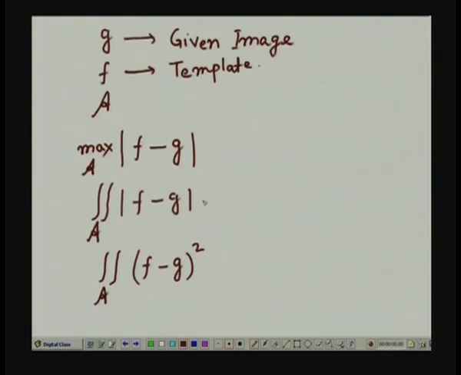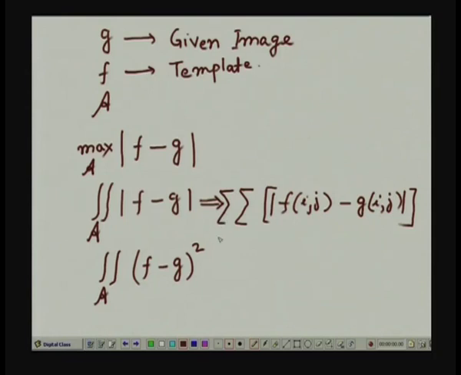If I convert this into the digital form, this will take the form as F i j minus G i j, where i j is the pixel location, absolute value of this, and you take the double summation for all i and j in the given region A. So, you find that this is nothing but what is called the sum of the absolute difference between the image G and the template F over the region A.